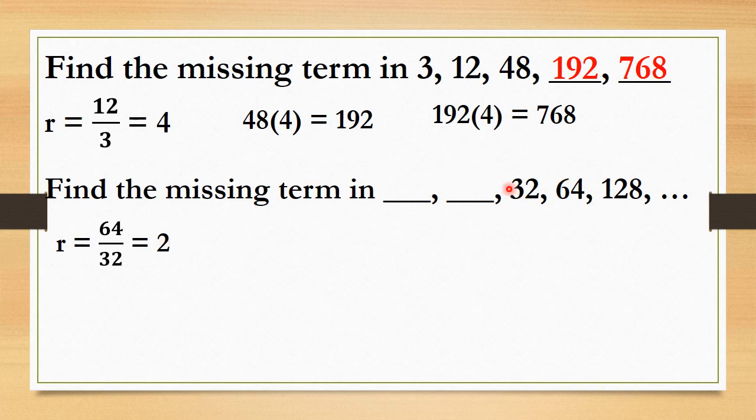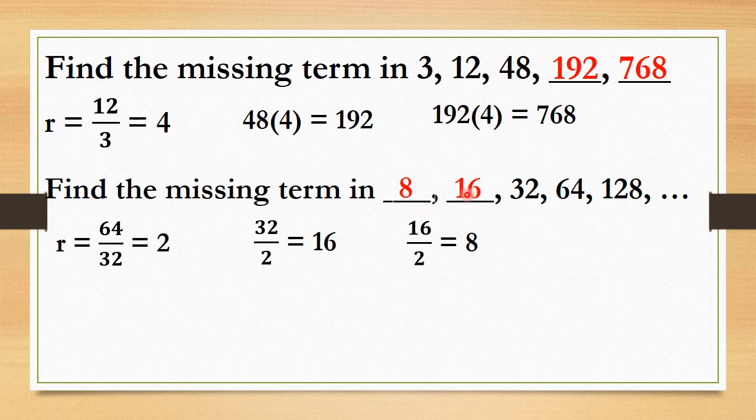pa-left yung term natin. So, kukunin natin yung preceding term, hindi yung next term. So, kasi pa-left or preceding term yung kukunin natin, we have to divide 32 by the common ratio 2. So, 32 divided by 2, we have 16. Then, sa left side ng 16 or the preceding term before 16 ay, so divide 16 by common ratio 2, we have 8. So, ito yung missing term natin, 8, 16.